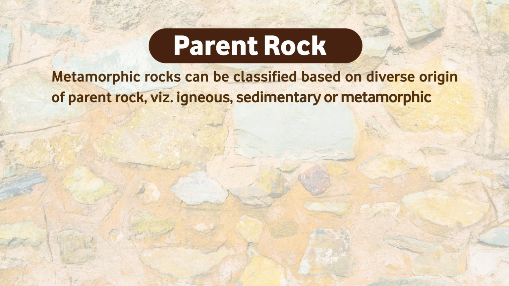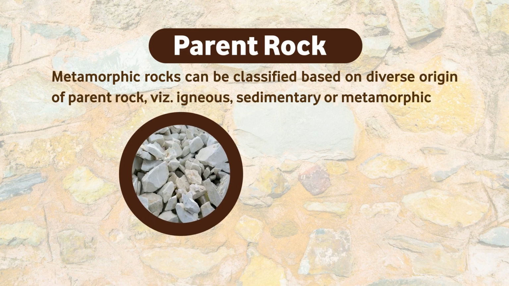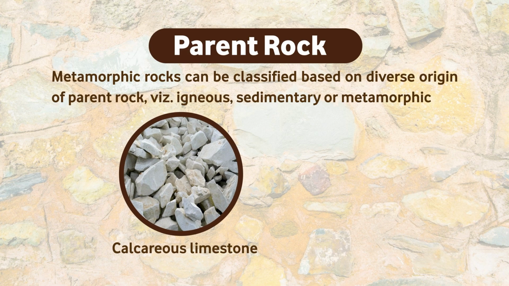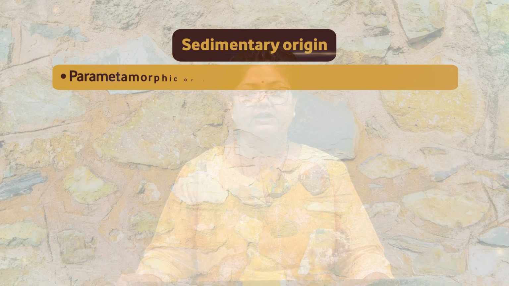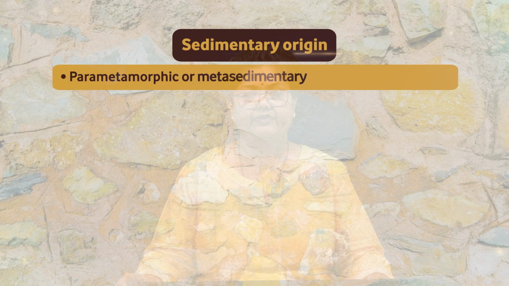Below is an example which is being shown. There is calcareous limestone, which is a sedimentary rock, which upon metamorphism gets converted to marble. So, this is one way of classifying rocks. We can tell about the parent rock and its counterpart among the metamorphic rocks. So, if we have a sedimentary origin, we call those metamorphic rocks either parametamorphic or metasedimentary rocks.